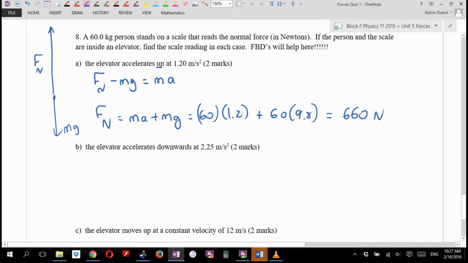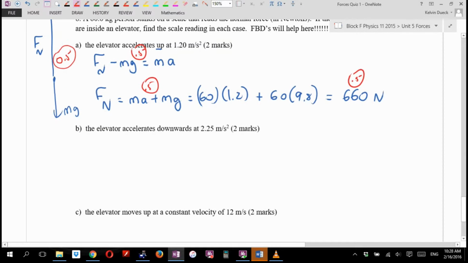If you got the right answer, 2 out of 2. Otherwise, I would give you a half mark for the free body diagram, a half mark for that equation, a half mark for getting the Fn by itself, and a half mark for the answer. Which means if you got the wrong answer and you didn't draw a free body diagram, you lose a half mark for not drawing a free body diagram, because it's a handy-dandy little tool.